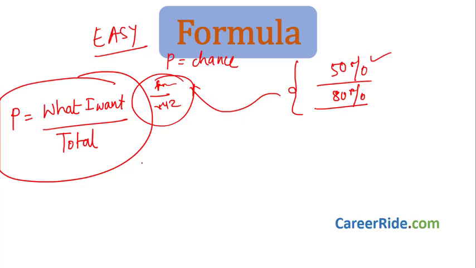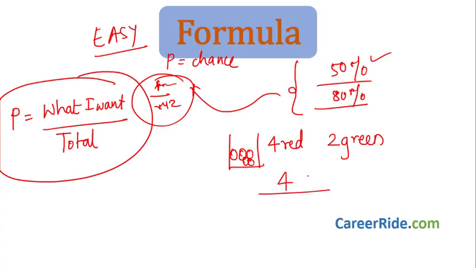Let us take an example. What do we mean by what I want and total? Let us say this is a box and it has some balls. It has say 4 red balls and say 2 green balls. Now I want to pick up a red ball. So what do I want? I want 1 red ball. How many red balls are there? 4. I want red. Okay, so 4 red balls are there.